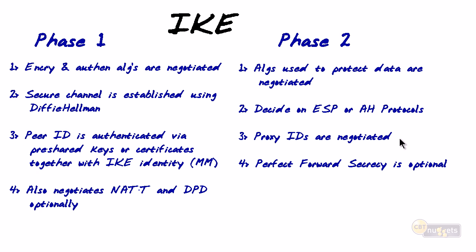Then in step 3, we negotiate some proxy IDs. These identify the traffic that's going to be encrypted. Okay, we have to negotiate those IDs. Sometimes those are randomly generated nonces. Okay, then we have the fourth step, optionally perfect forward secrecy.